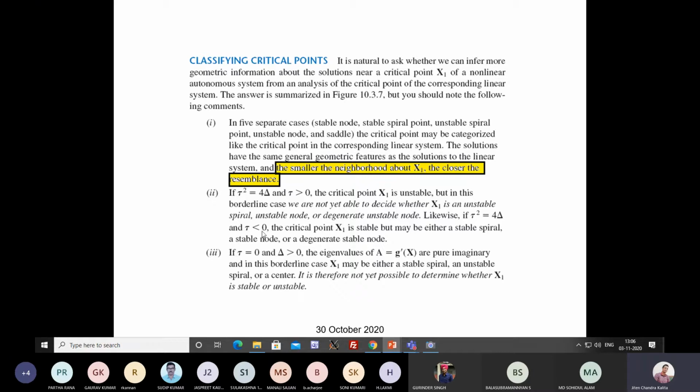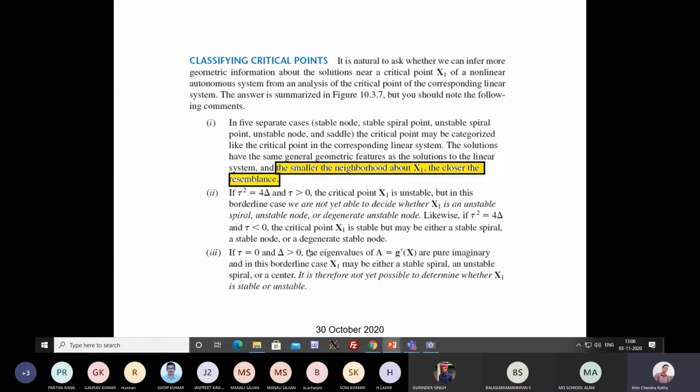Likewise, when tau is less than 0, it is going to be stable, but you still cannot directly categorize just by looking. Further tests are required. With some further tests, we may be able to determine the exact behavior of the trajectories, but not every time. Remember that. So here the critical point x1 is stable, but maybe either a stable spiral, stable node, or degenerate stable node.